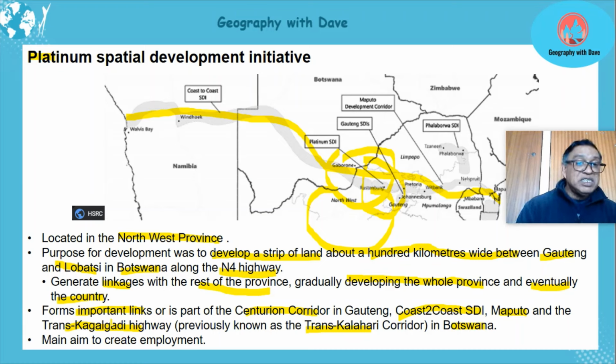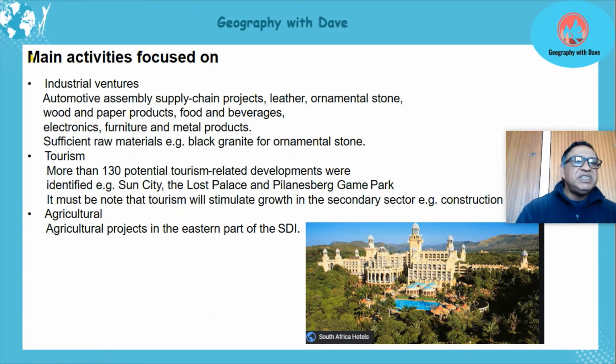Of course, we must remember the main aim was to create employment, all right, in the area. And with employment comes a better quality of life. Okay, a better quality of life in the area. All right, learners, that's your brief thing about the platinum there. We're going to go on to main activities.